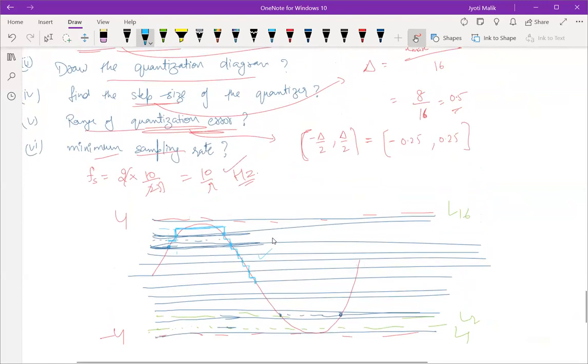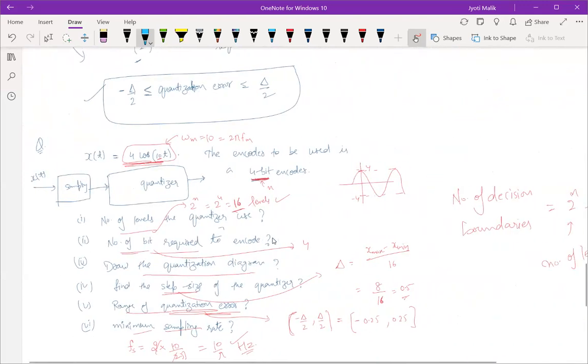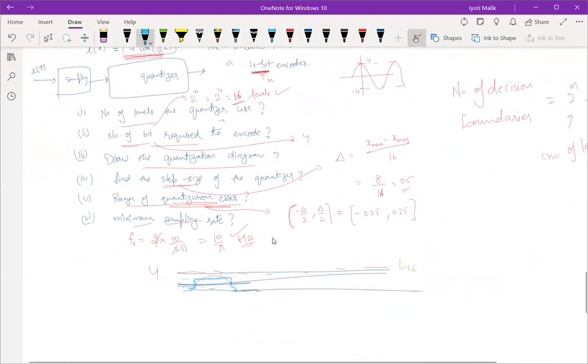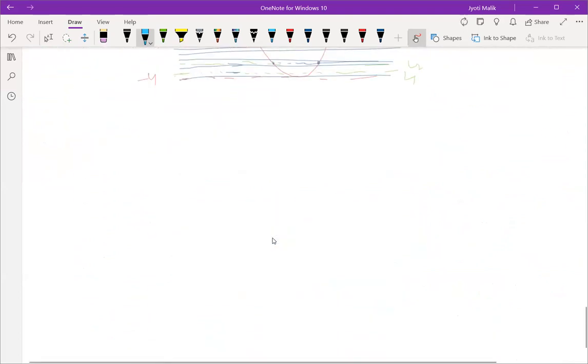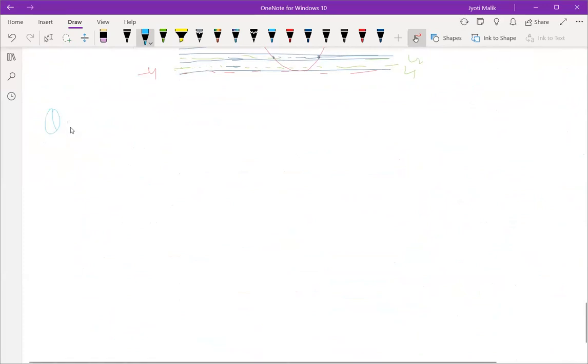So this process is clear. Now see the question in your lab sheet. There is only one question based on quantization. See question number 2. Do you have the paper with you? Yes. They are saying it is a uniform 4-bit quantizer.